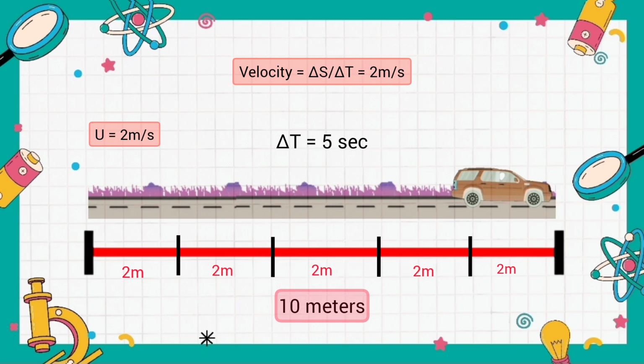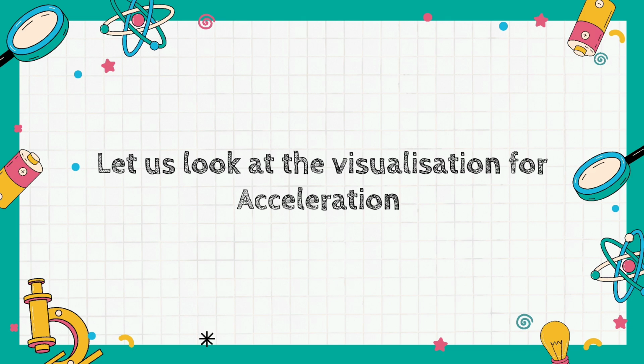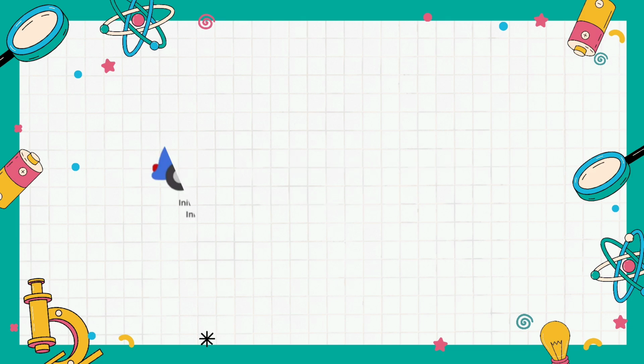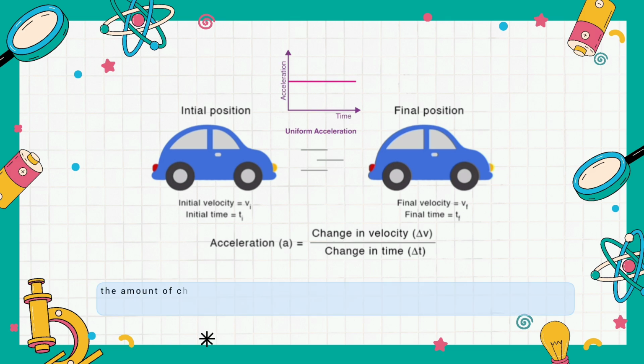Great! Now that we have a clear visualization for velocity, let us look at the visualization for acceleration. Acceleration is the rate of change of velocity by definition. This means that for uniform acceleration, the amount of change in the velocity of the object per second is called the acceleration of that object.